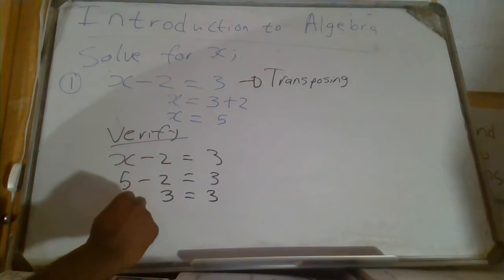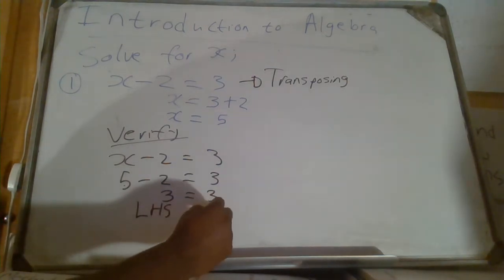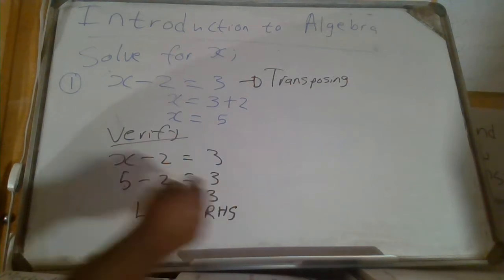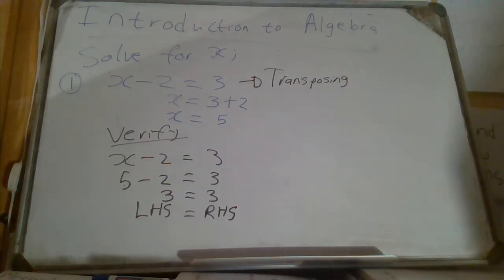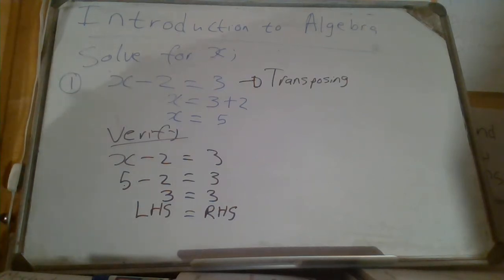So that means the left hand side is equal to the right hand side. So if I take this 5 and put it here, it does make the left hand side equal to the right hand side. That means my answer is correct.